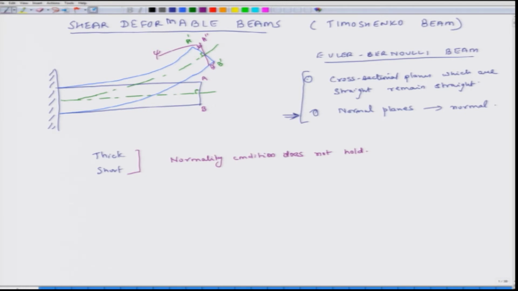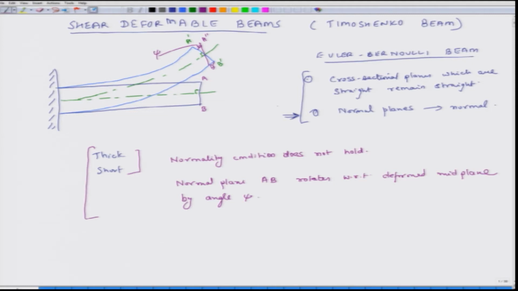So, we have this extra rotation. The normal plane AB rotates with respect to the deformed mid plane by angle psi, and this happens because there is a shear deformation of the thing.